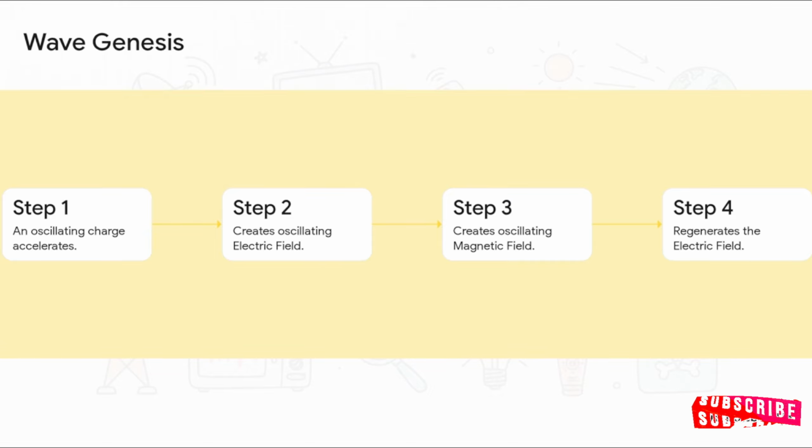To really lock this in for your exam, let's use a simple analogy. Think of it like a self-building bridge, or maybe an endless relay race. It all starts with step 1. An oscillating charge accelerates. In step 2, that acceleration creates a changing electric field. Step 3, just as Maxwell predicted, that changing electric field creates a changing magnetic field. And then step 4, that magnetic field regenerates the electric field. They just keep passing the baton back and forth, allowing the wave to continuously carry data over massive distances.